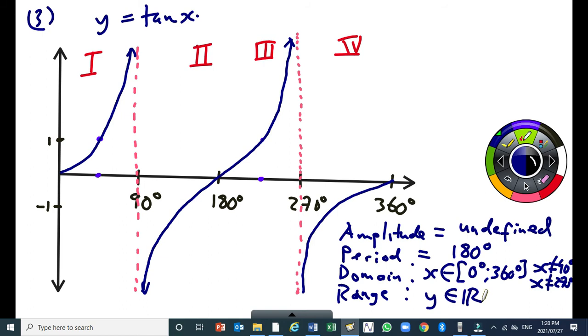Now, since I've sketched the basic graph, let's start with the ones where the amplitude is no longer 1. Because all these graphs, except the graph of tan, that is sine and cos, their amplitude was 1. So let's start sketching the graph of sine or cos first.